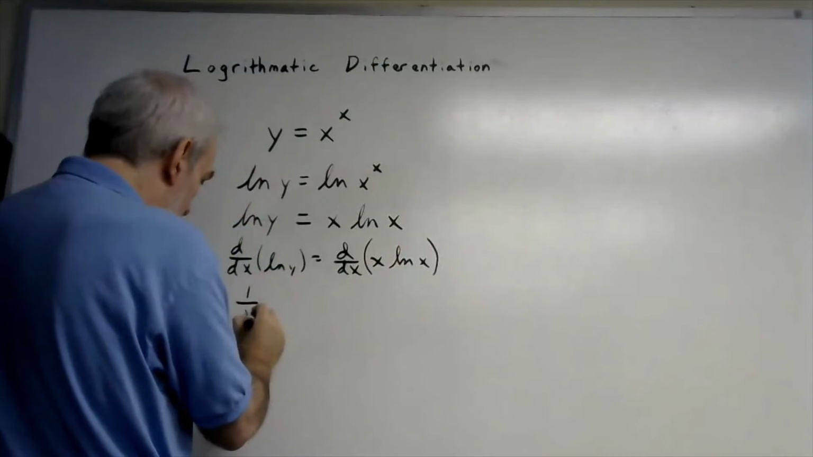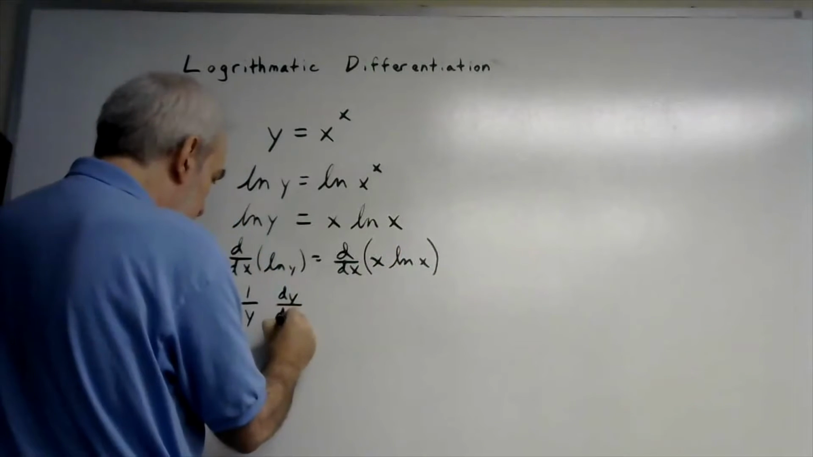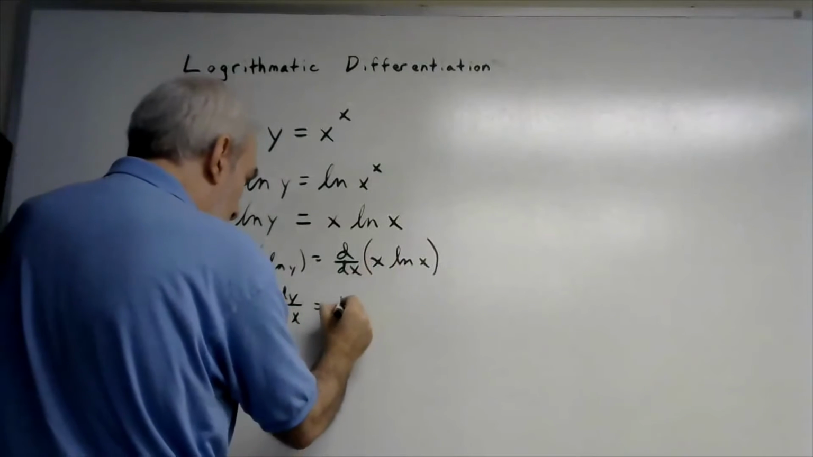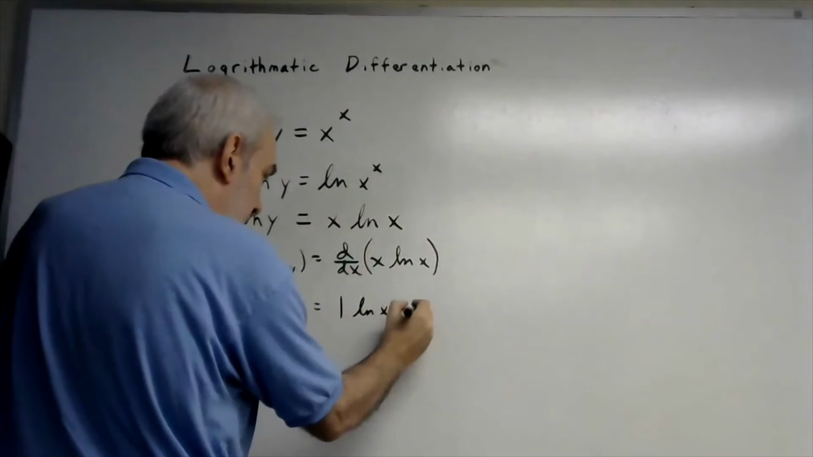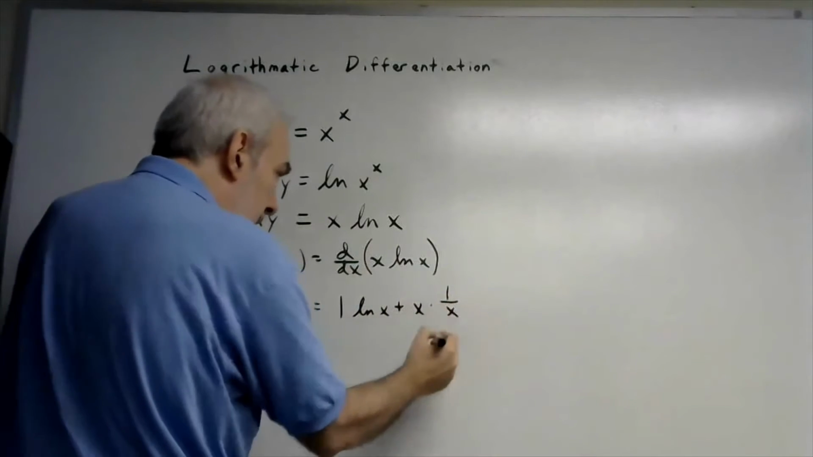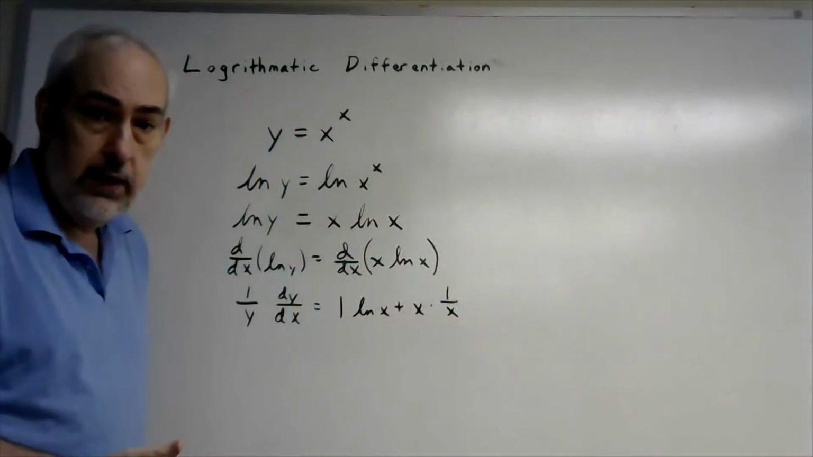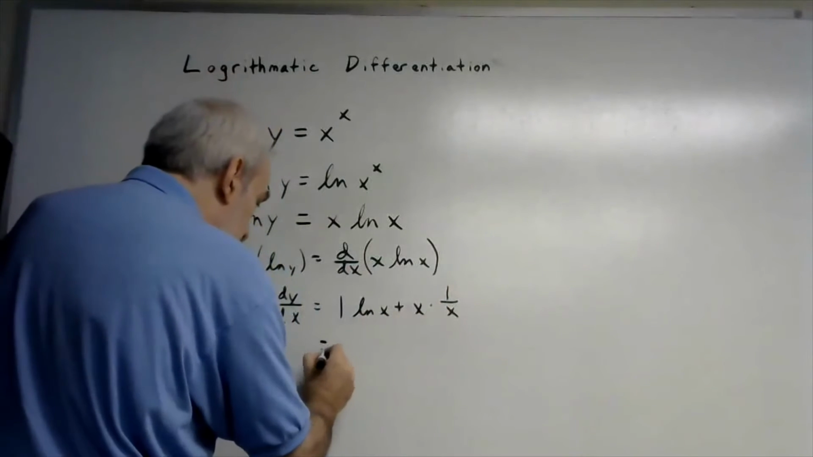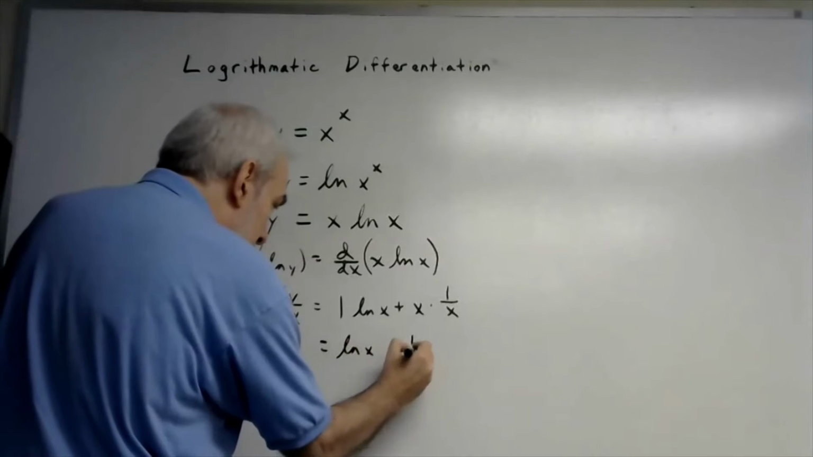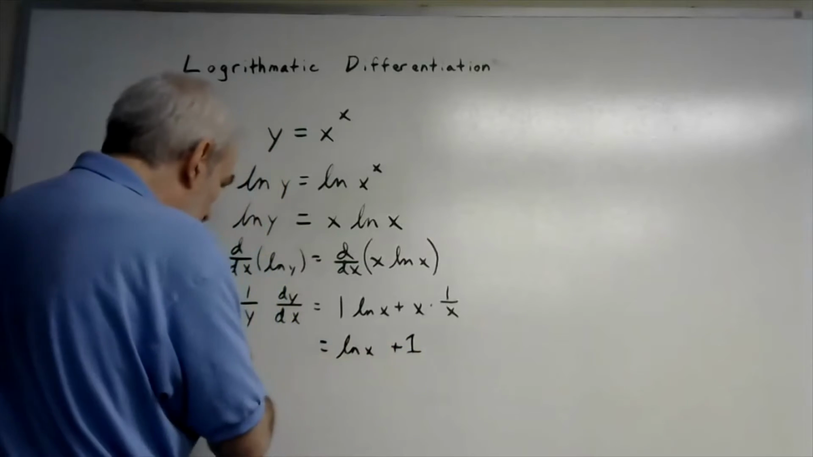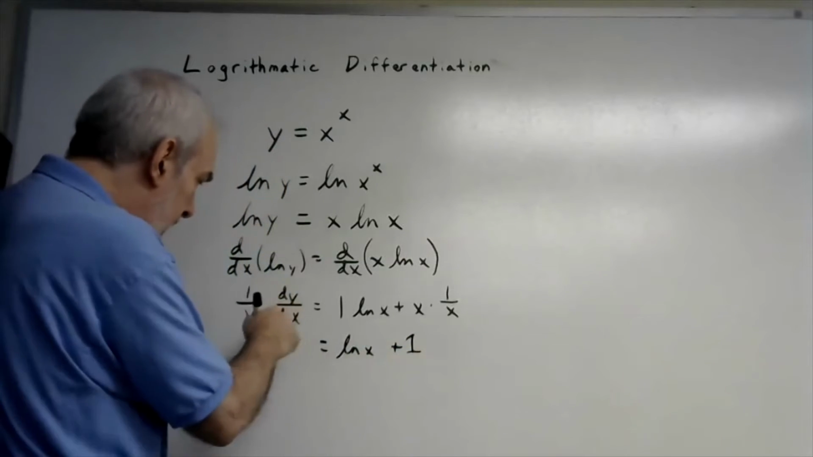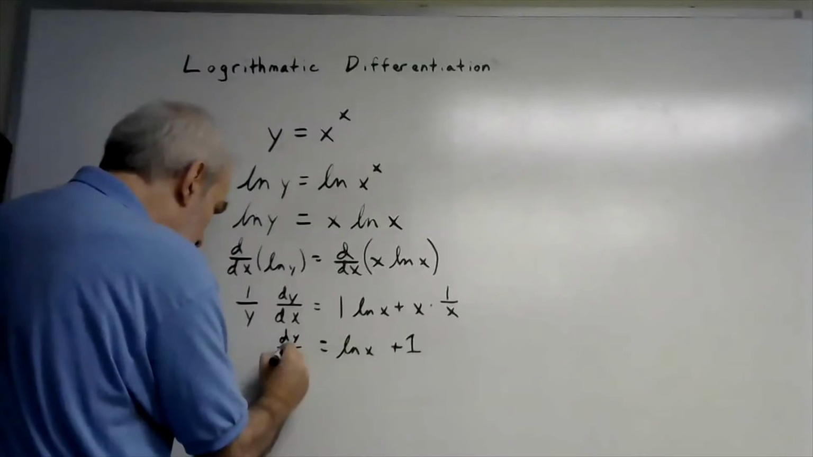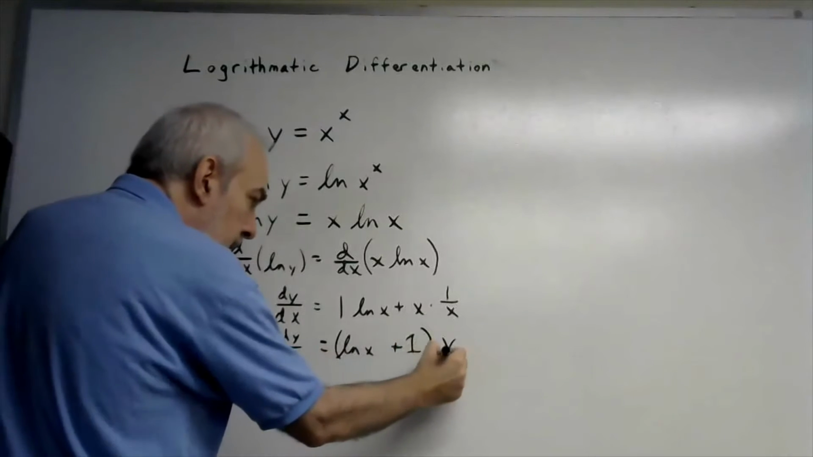Okay, that is 1 over y times dy/dx. The right side is a product rule, so it's going to be 1 times ln x plus x times the derivative of ln of x, which is 1 over x. Well, x times 1 over x simply becomes 1, so this is just ln of x plus 1. Meanwhile, on this side, we want to solve for dy/dx, so we need to get rid of the 1 over y. So to do that, you would multiply by y on both sides.